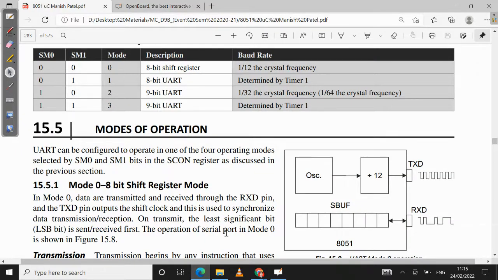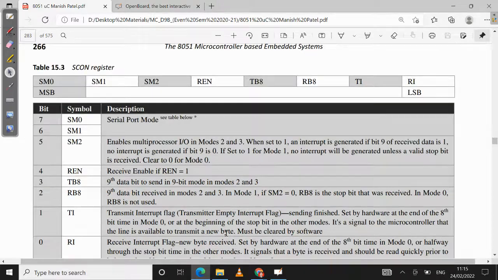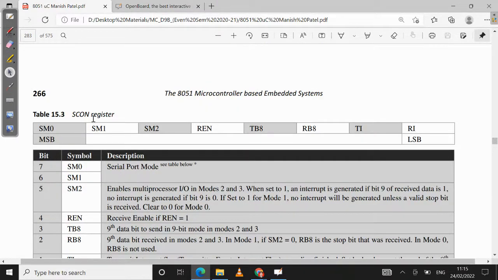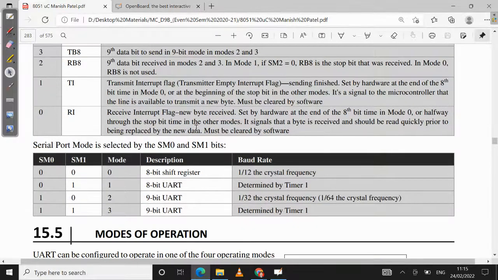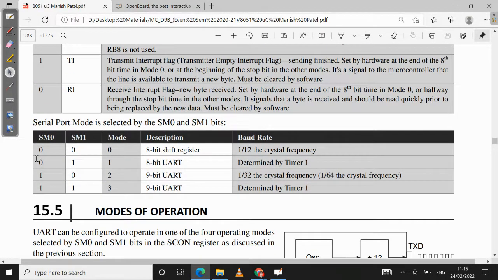Okay. So we will continue the remaining part. Yesterday we talked about the concept of the important register, that is SCON, the serial communication register, and we have seen each and every bit in detail. I have also told you there are four modes: mode 0, mode 1, mode 2, and mode 3, and we select those modes with the help of SM1 and SM0. These are the 6th and 7th bits.